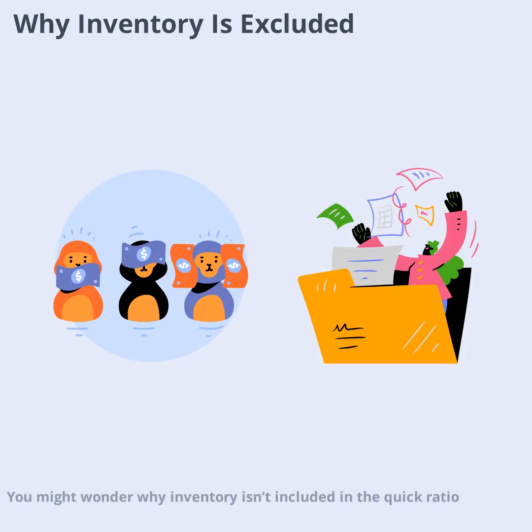You might wonder why inventory isn't included in the quick ratio. The reason is simple. Inventory can take time to sell and may not always be easily converted to cash, especially in times of financial stress. By excluding inventory, the quick ratio gives a more conservative and realistic view of a company's ability to pay its short-term debts. This is especially important for businesses and industries where inventory turnover is slow or unpredictable.